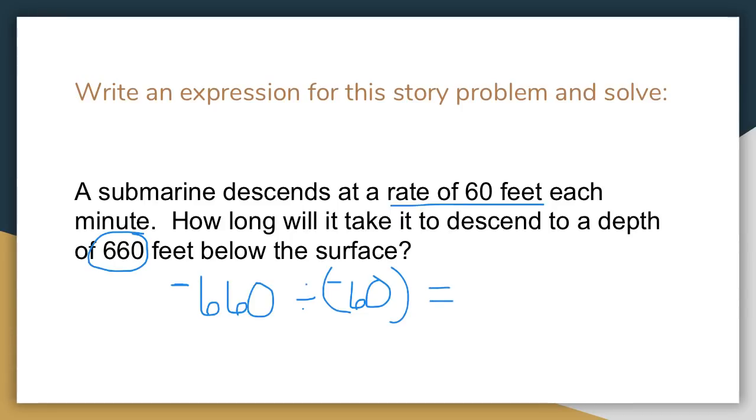So if we dealt with just the number part first, 660 divided by 60 would give us an answer of 11. And they're both negatives, so if I have two negatives, my answer is a positive. So it's going to take the sub 11 minutes. There's my answer.